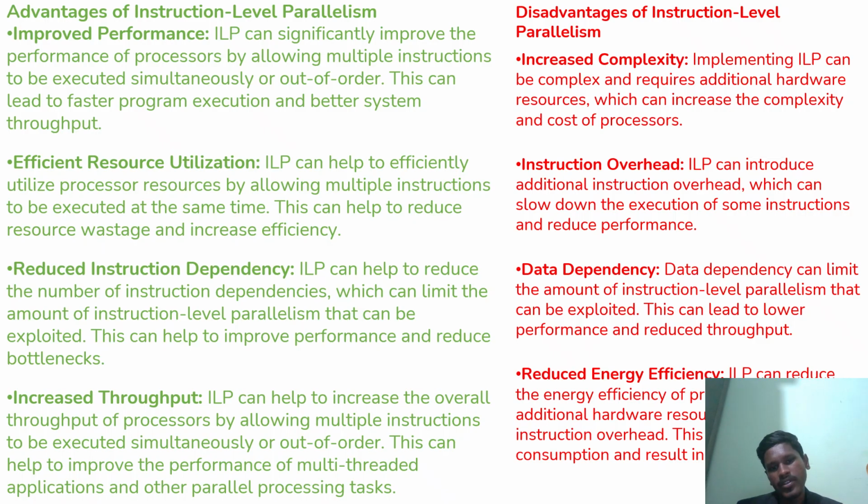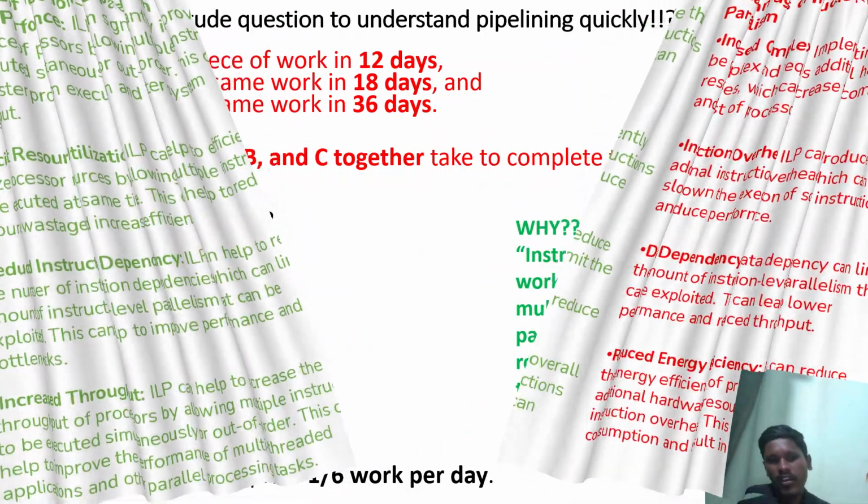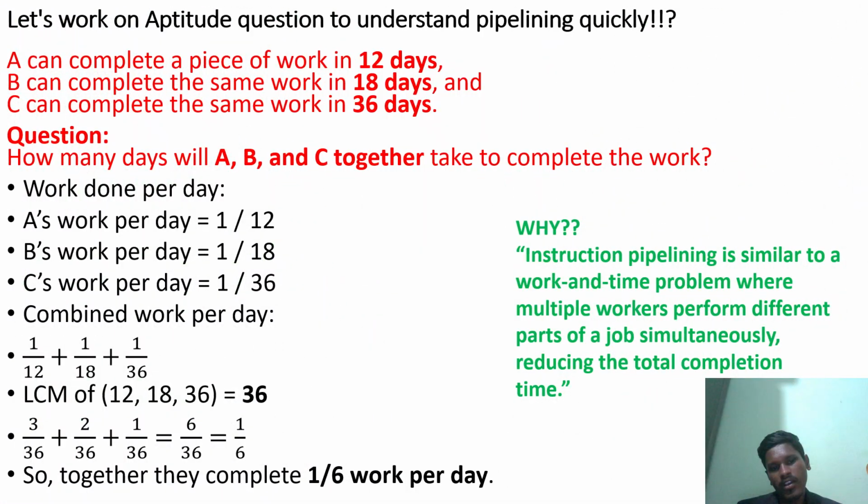one aptitude question. As you see, why we need to understand this: because instruction pipelining is similar to a work and time problem, where multiple workers perform different parts of a job simultaneously, reducing the completion time.